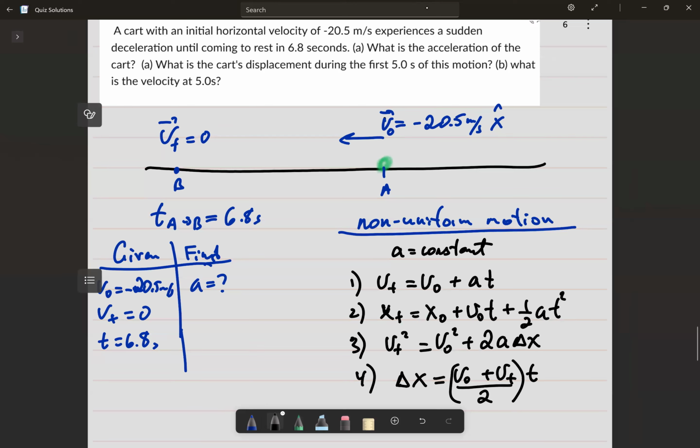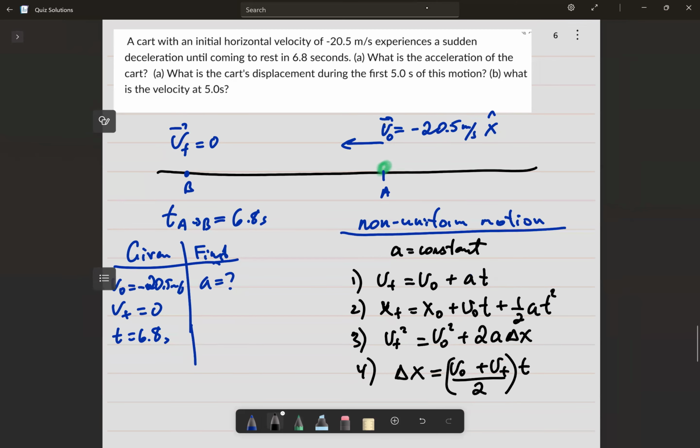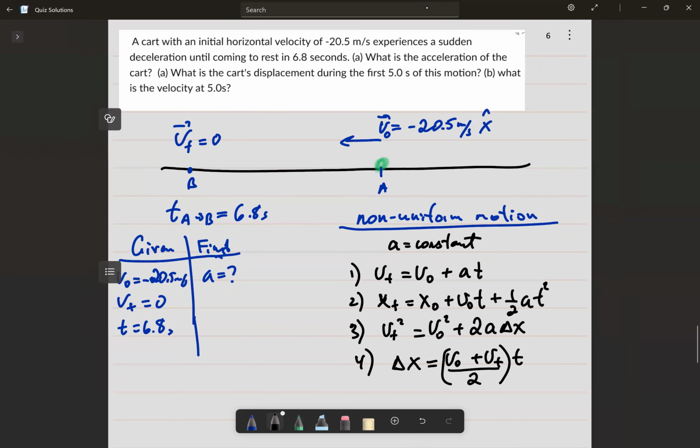Equation 3: final velocity squared equals initial velocity squared plus 2 times acceleration times displacement. And finally, the fourth equation: delta x equals initial velocity plus final velocity, divided by 2, times time. All right, so what you need to do is look at what you're given, and based on the information given to you and the equations we can work with, see which one works best. Sometimes you might have more than one equation giving you the right answer, and you want to find the one that gives you the answer the simplest way. Here we have initial and final velocities, we have time, and we're looking for acceleration, and you can see that equation 1 does exactly that.